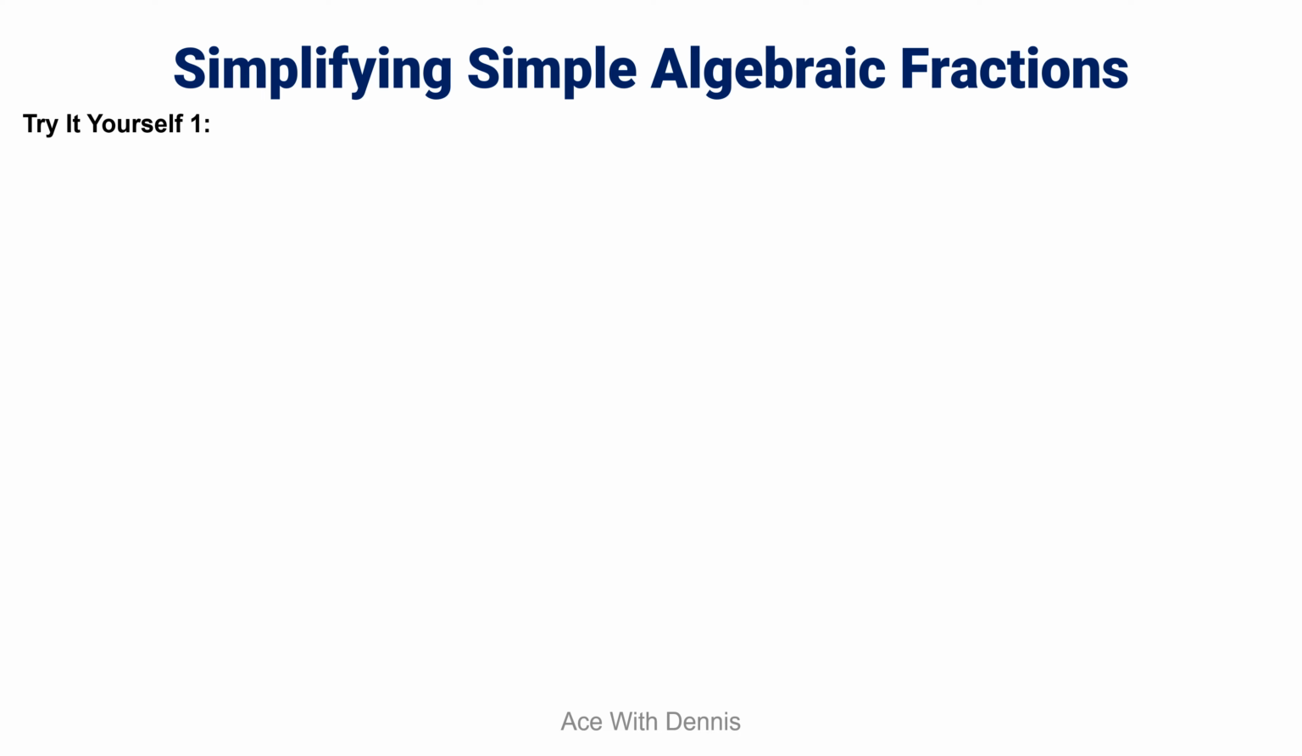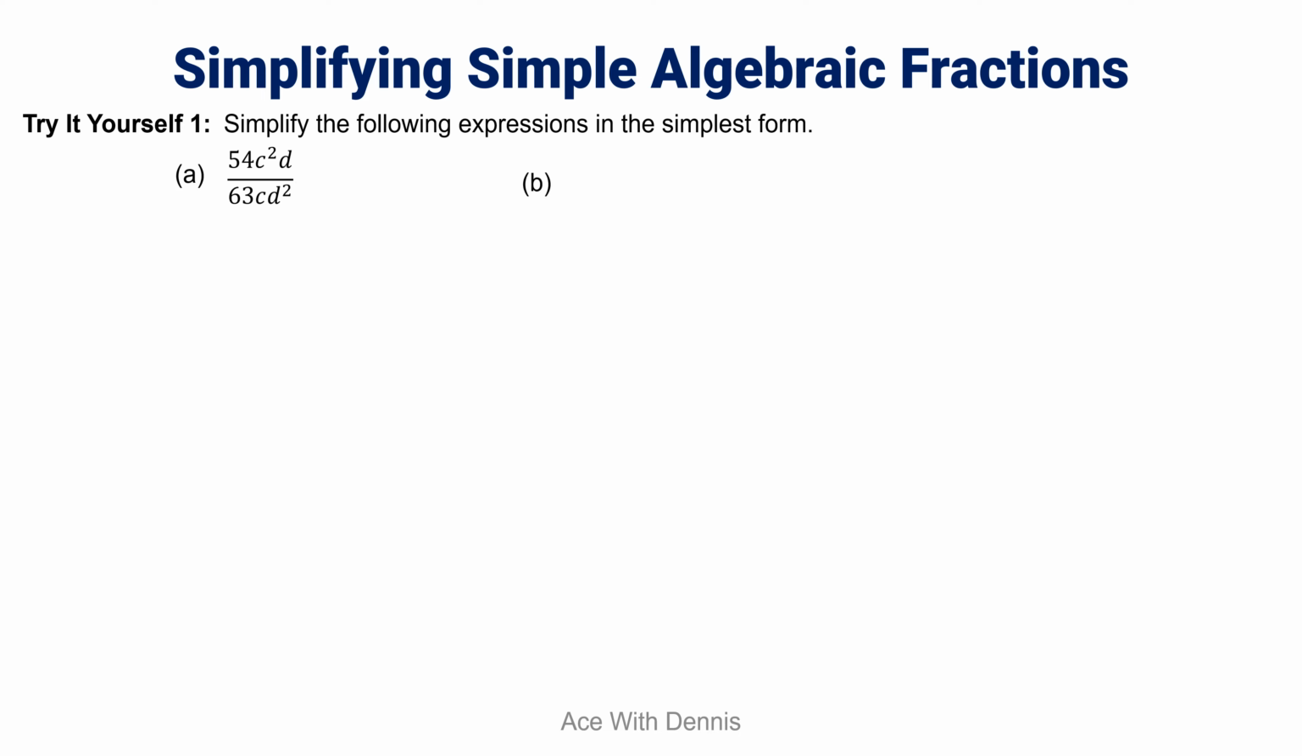Try yourself 1. Simplify the following expressions in the simplest form. A. 54c squared d over 63cd squared. B. 35g to the power 5 h cubed over 14g cubed h squared minus 7gh squared. You can pause the video and try to solve it yourself.